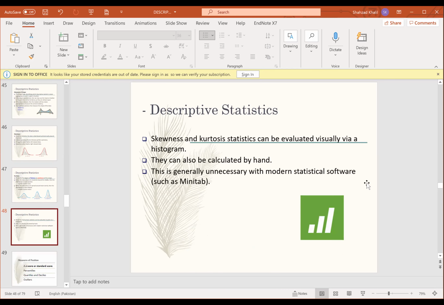Skewness and kurtosis statistics can be evaluated visually via histogram. We can also calculate them by hand. This is generally unnecessary with modern statistical software such as Minitab.